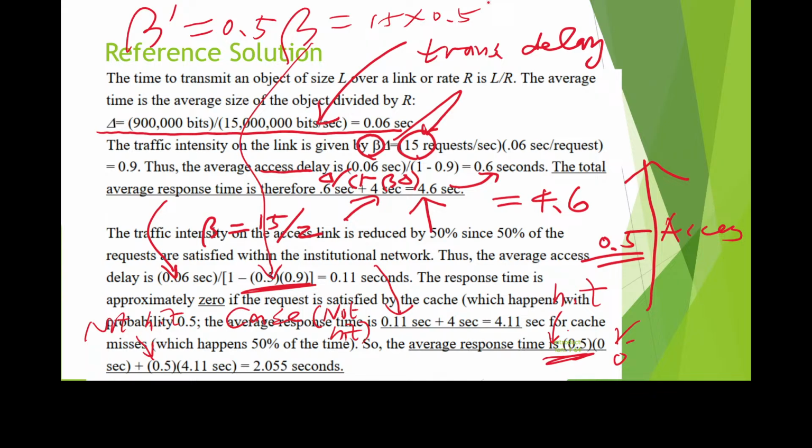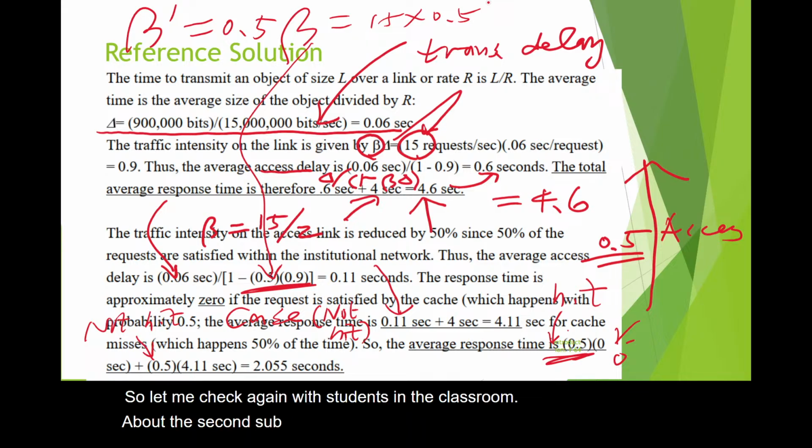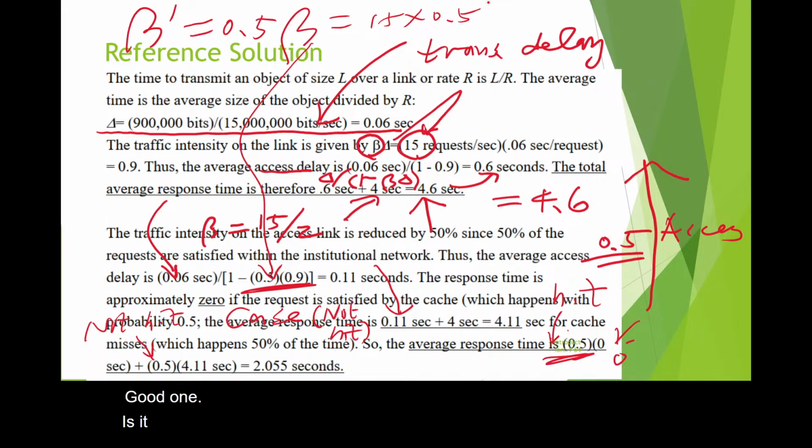So let me check again with students in the classroom about the second subproblem. Good one. Is it okay? Okay, right? And good two? Good. Good four. Good five. And good six. All right, so this is the solution to problem 3.